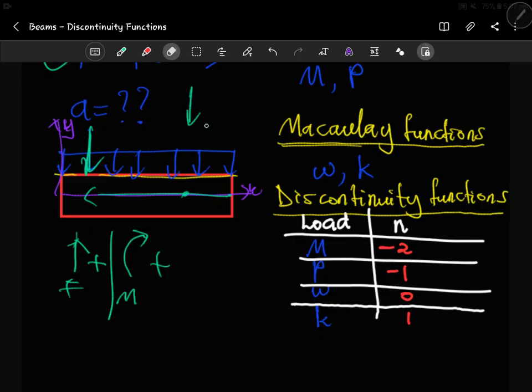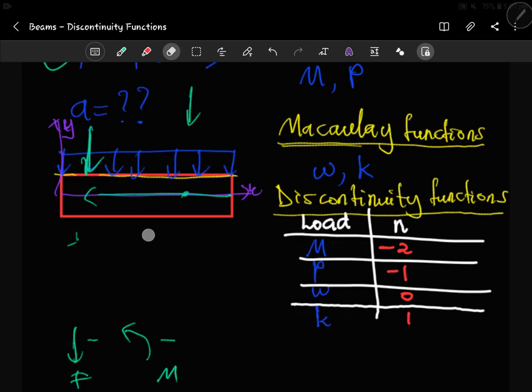So if you choose this one, your down will be negative for force, and this way will be negative for your moment. So now we've established this as well. Now that we have this, we know the plus or minus that's in front of it.